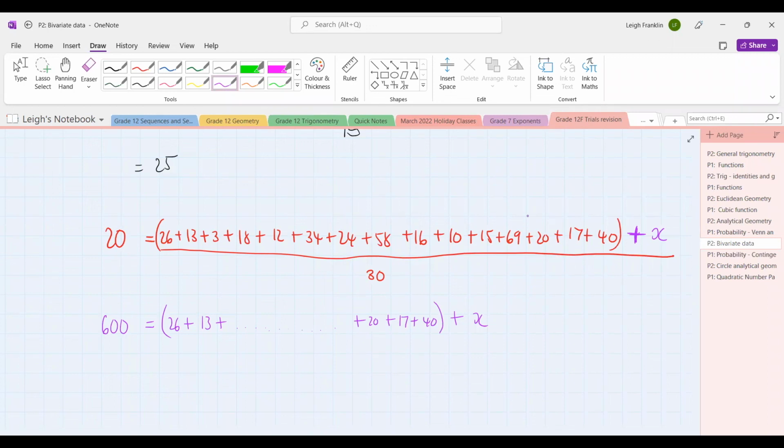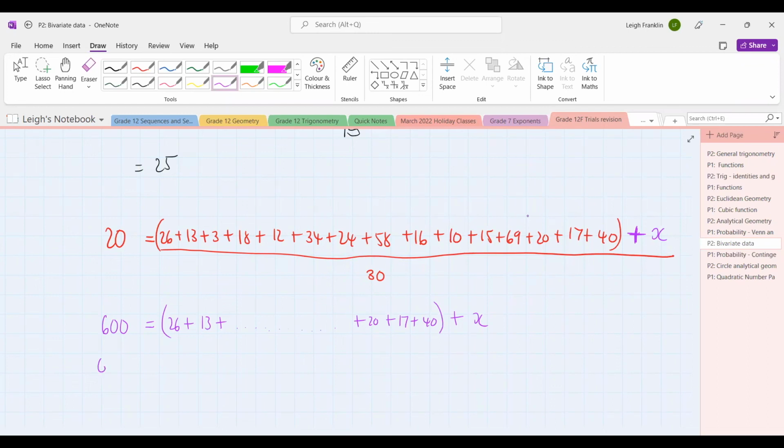Okay, so if we add together all the red numbers, so 26, 13, 3, 18, 12. Sorry, I'm just doing this the long way so that you can see where the answer comes from. 34, 24, 58, 16, 10, 15, 69, 20, 17, and 40. Okay, I don't know about you guys, but I get 375.